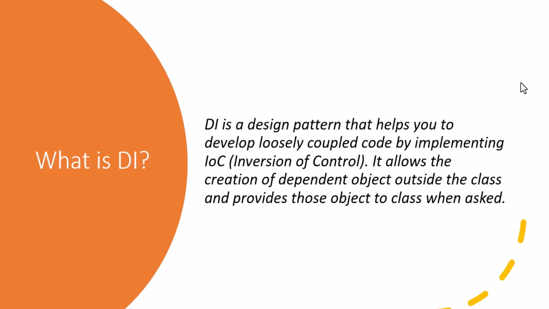Now we can understand DI better. It's a design pattern that helps you develop loosely coupled code by implementing IOC, that is inversion of control. It allows the creation of dependent objects outside the class and provides those objects to the class when asked. So we won't create the dependent class object inside the class. Instead, we will inject it with the help of the DI framework. I hope this video gives you a basic concept on DI.